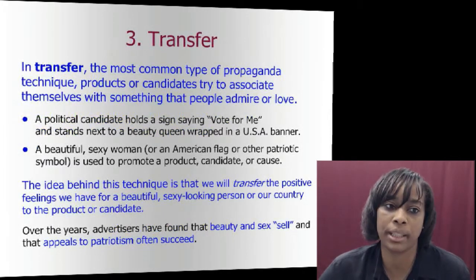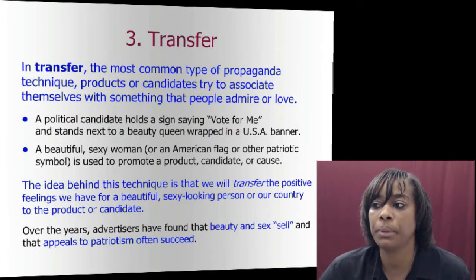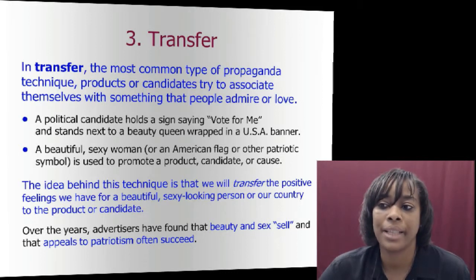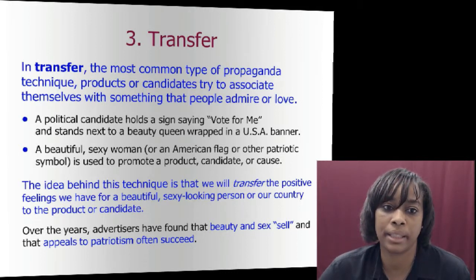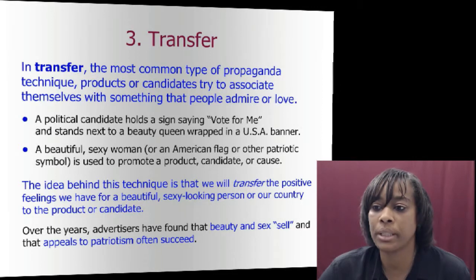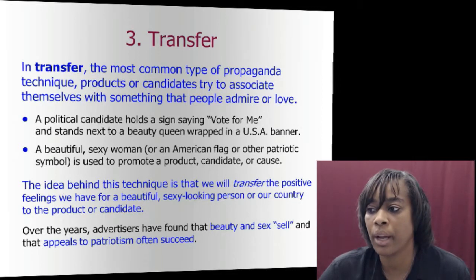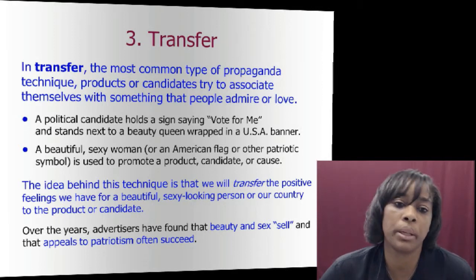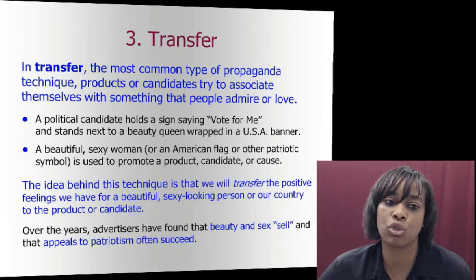The third one is transfer. Transfer is probably the most common type of propaganda technique. The product or the candidates try to associate themselves with something that people admire or love. For instance, politicians hold signs saying, vote for me, and they stand next to a really pretty girl, because that's going to draw in attention.